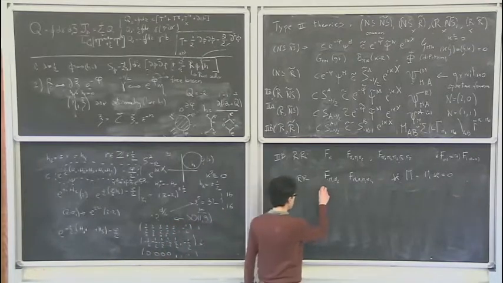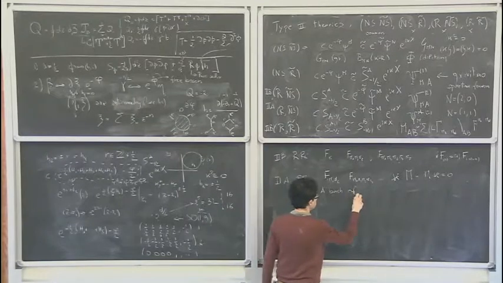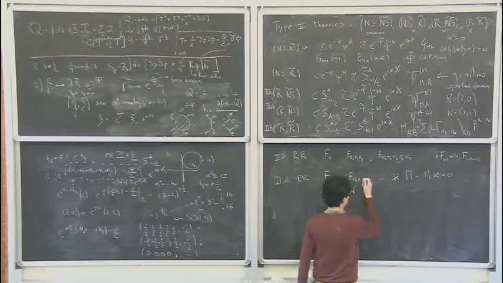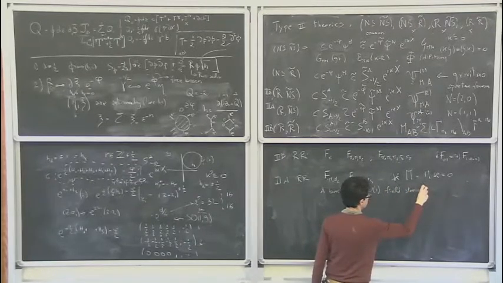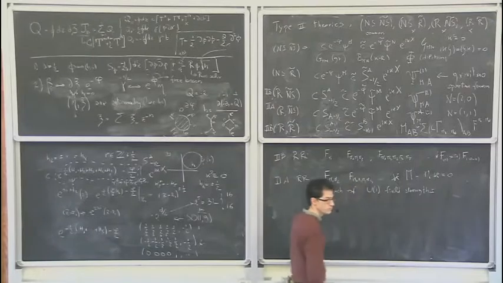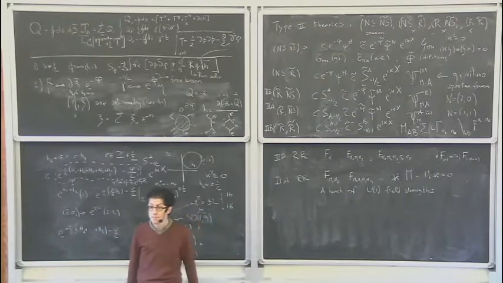So these are a bunch of fields, and this is the content of type 2a. Okay, any question?